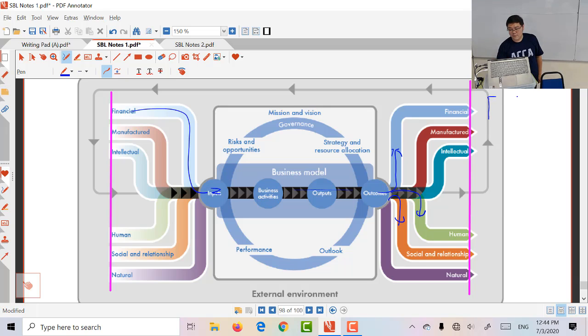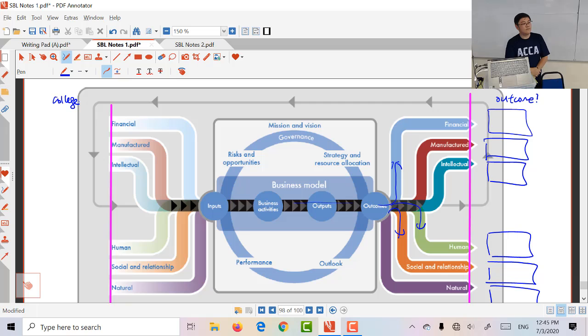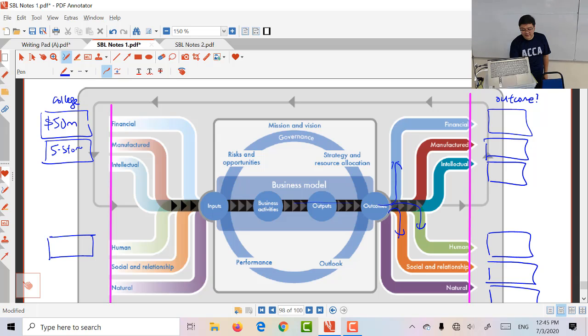Now, and then we have a box that can measure what is your outcome. Okay. If today I'm going to start a college, and I will start with, let's say, 50 million. Now, let's say I will need to have a 5-story building and I need 80 staff. That's what I begin with. Now, what will it be 1 year later?